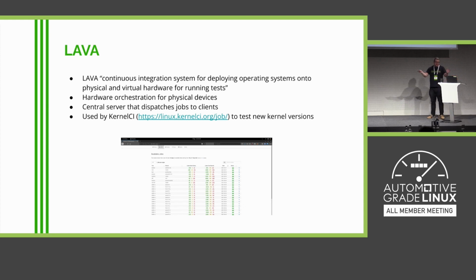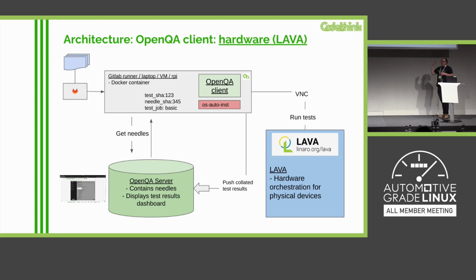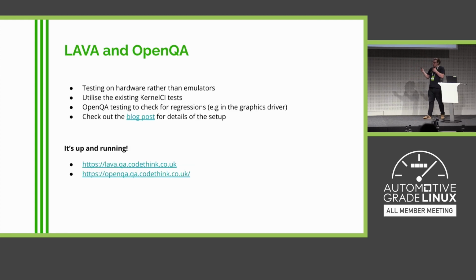You can often have what's called a board farm, where you have loads of different boards connected with different architectures, and Lava will help you flash your latest images and deploy your test suites onto them. And it's used by the kernel CI project. So it's really useful, Lava. What we were able to do last year was get OpenQA working with Lava, so we could run the same tests that we did in emulation, where we were testing the UI, then running on a board with a display and checking that. And again, that's being used.